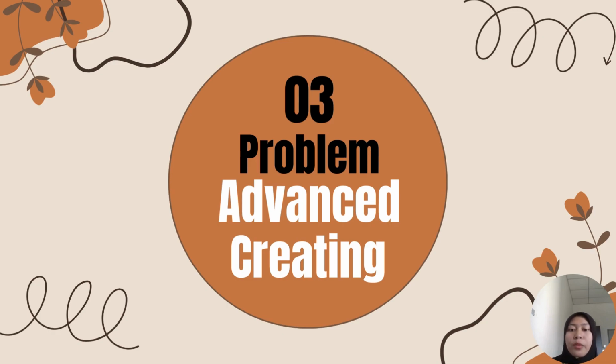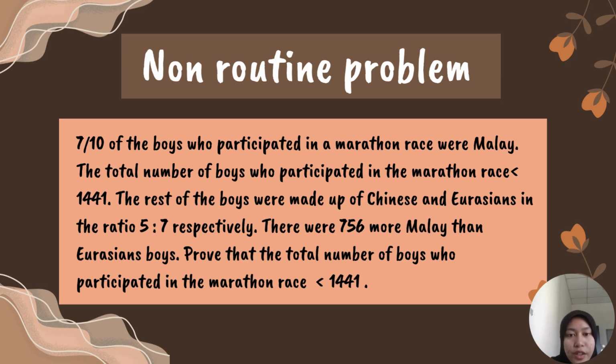For the third problem, which is the advanced one, I need to create the problem. The first non-routine problem is: 7 over 10 of the boys who participate in the marathon race were Malay. The total number of Malays who participate in the marathon race is less than 1,441. The rest of the boys were made up of Chinese and Eurasian in the ratio 5:7 respectively. There were 756 more Malay than Eurasian boys. Prove that the total number of boys who participate in the marathon race is less than 1,441.